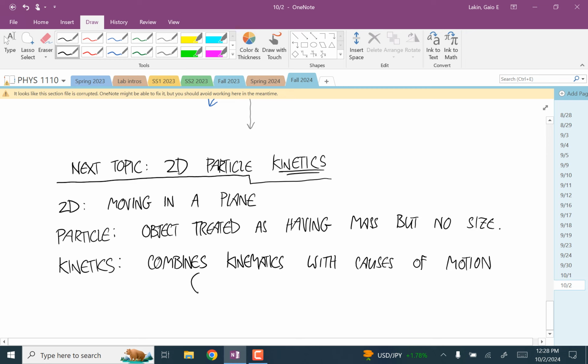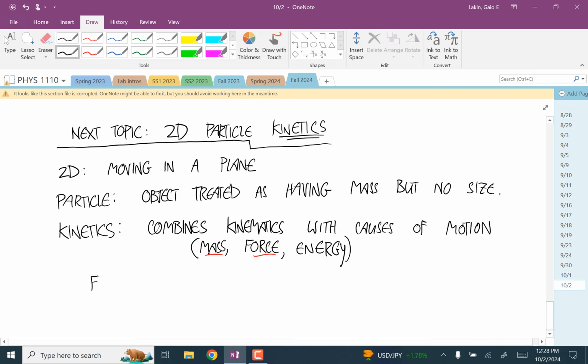And those causes are mass, force, and energy. We'll talk about energy a little later on. For now, we're just going to be dealing with mass and force. And so before I can get into the big equations for doing kinetics calculations, I have to define these new terms. So first I have to define mass and force.